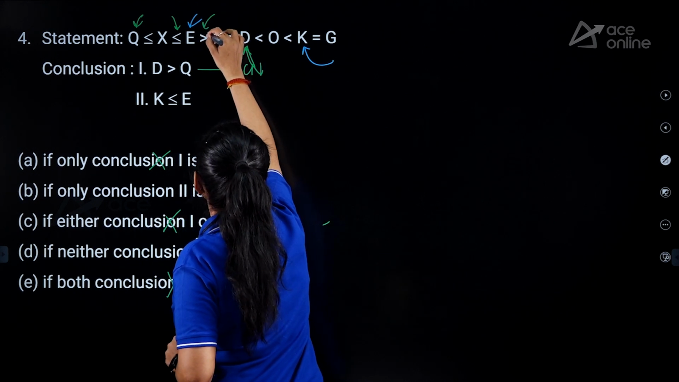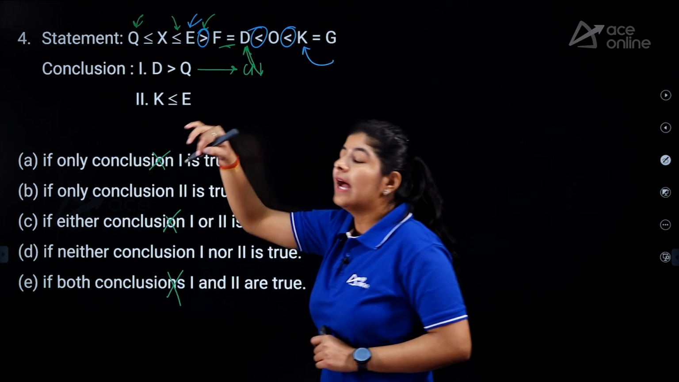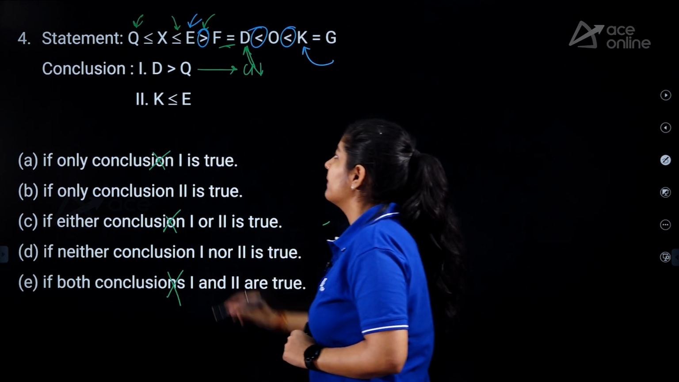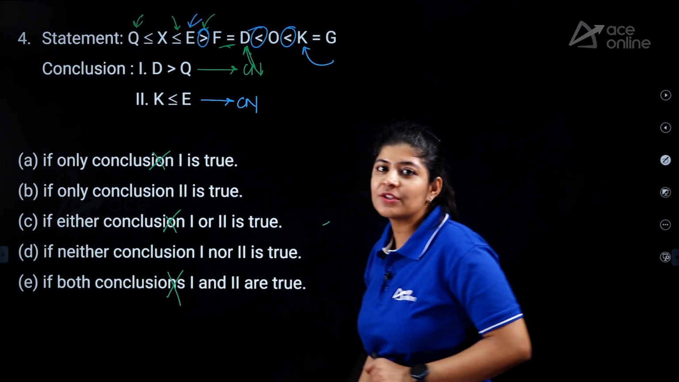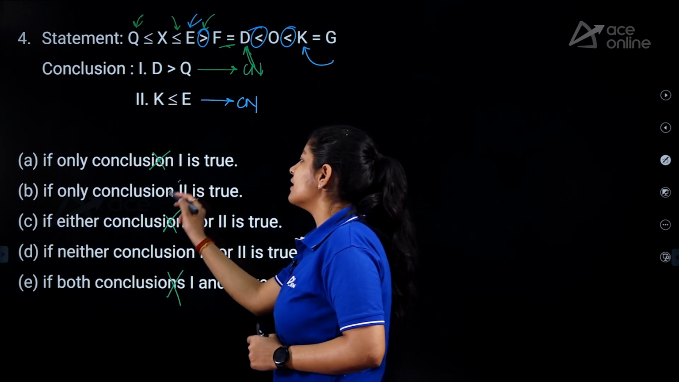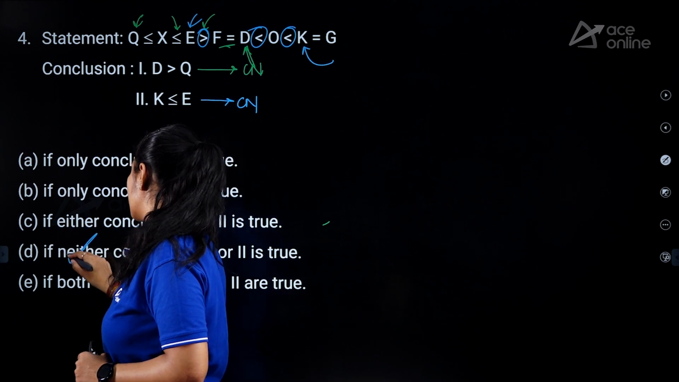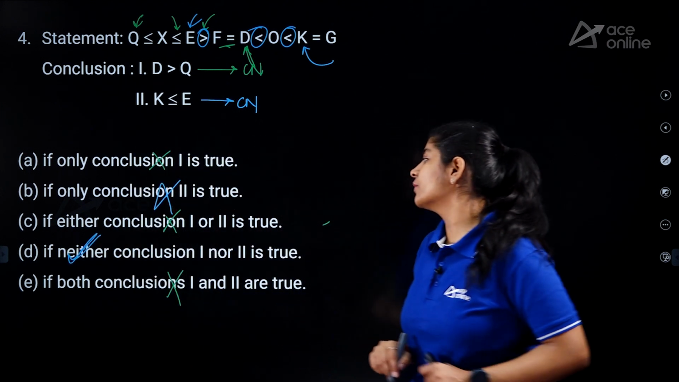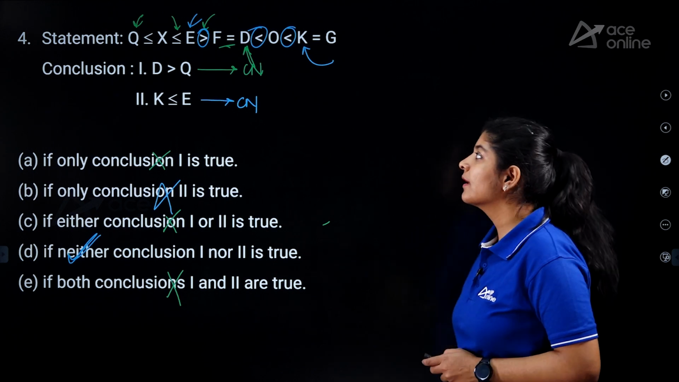If we again observe, here we are having the opposite symbols. So can we determine anything from this as well? No, we can't. So we simply consider it as can't say condition. So this option is also eliminated, and the correct answer over here is your option number D. Neither conclusion 1 nor conclusion 2 is correct. Is it clear? Next.